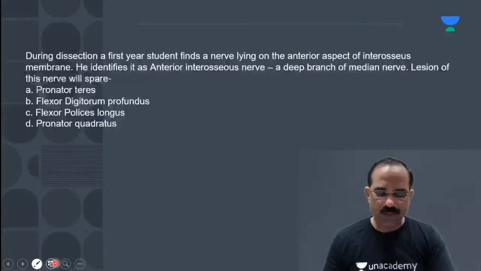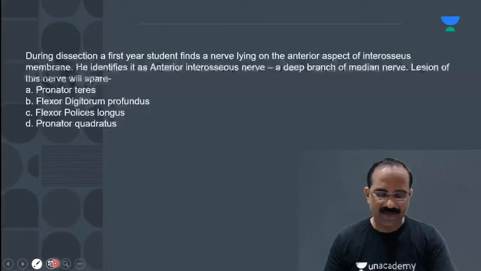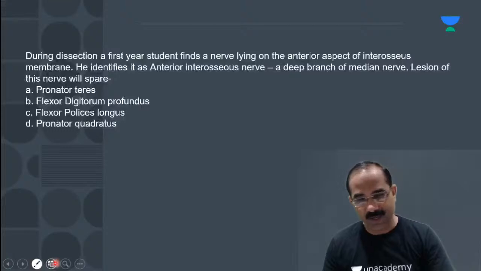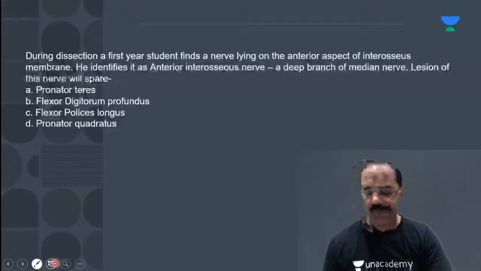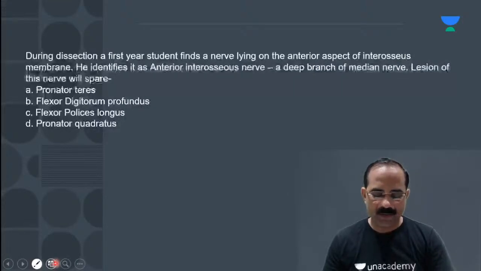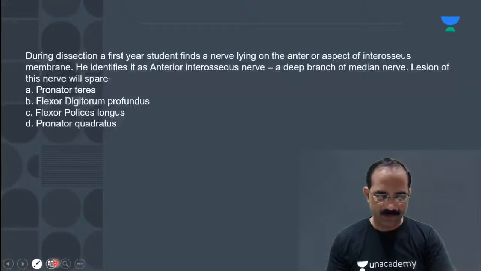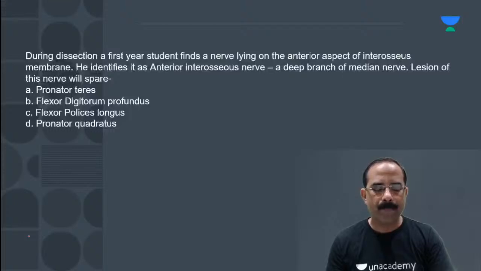During dissection, a first year student finds a nerve lying on the anterior aspect of the interosseous membrane. He identifies it as the anterior interosseous nerve, and the student knows the anterior interosseous nerve is a deep branch of the median nerve. Lesion of this nerve would spare which muscle? What do you say is the answer?